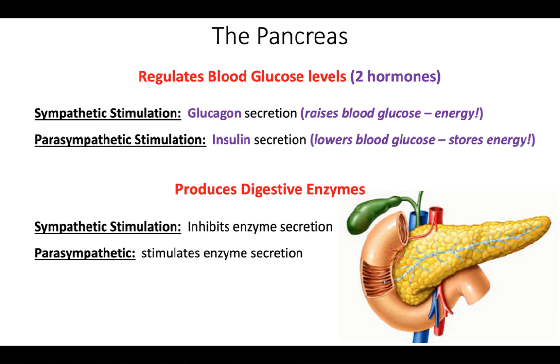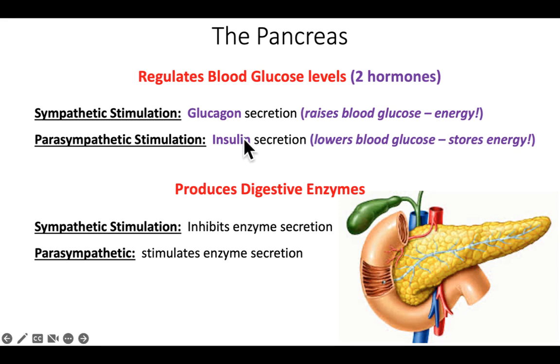So you need a certain amount of glucose in your blood. The range people typically throw out there is 70 to 110, and that's in milligrams per deciliter of blood. So basically you need blood sugar. If it gets too low, your pancreas produces a hormone that can raise blood sugar. That hormone is called glucagon. So glucagon raises blood sugar. You need blood sugar for energy, so that's a sympathetic stimulation.